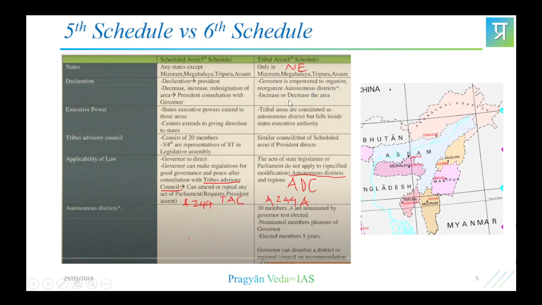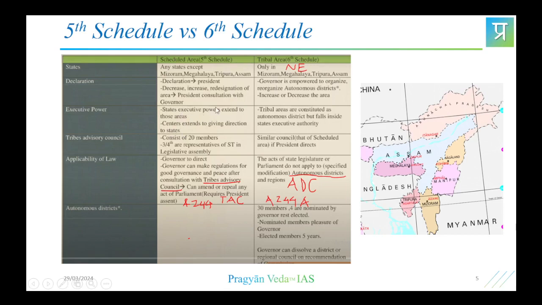It can again be attributed in increasing or decreasing the area of a particular state under the 6th Schedule. And the executive power, when it comes to implementing laws or acts in tribal areas under the 6th Schedule, is purely the state's executive jurisdiction. When it comes to 5th Schedule areas, the center can extend directions, but the state is empowered to employ the executive powers.